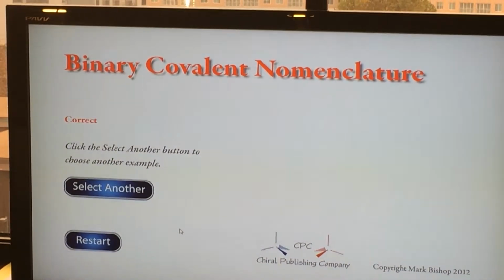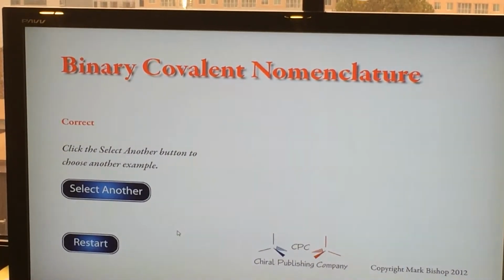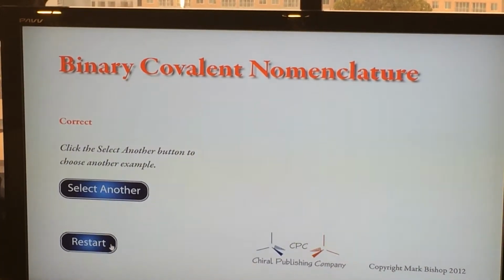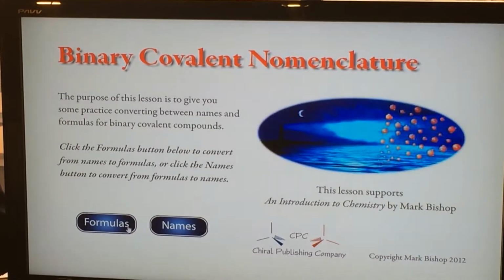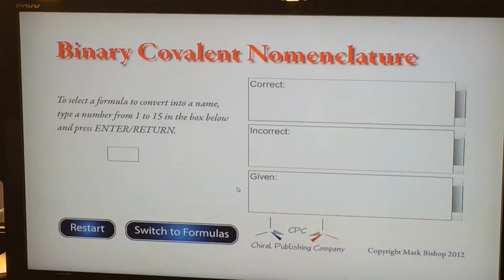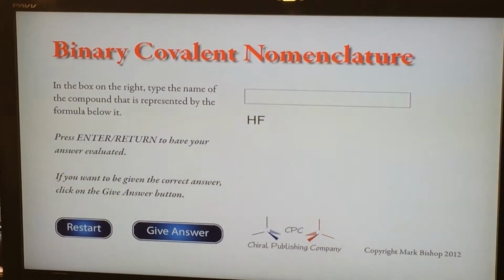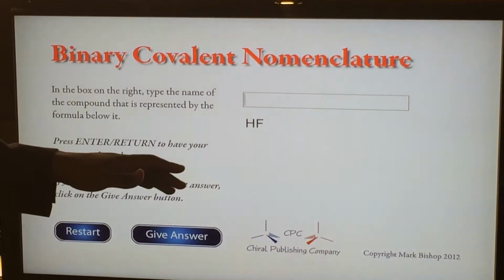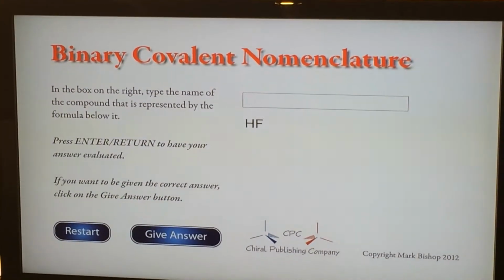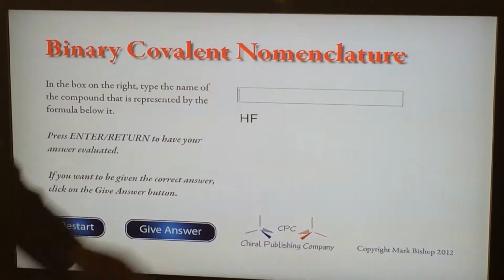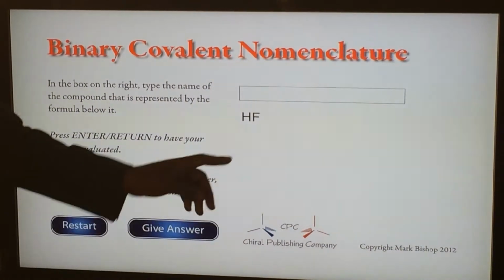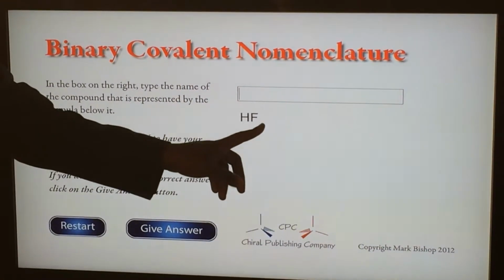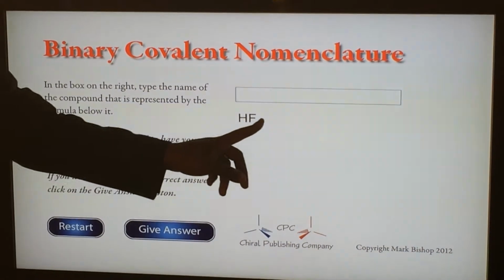Okay, so I think you get the gist. Maybe one more for the road. Okay, neither one has a subscript. They're both nonmetals. This is a binary covalent compound. What would you call it? I would say this is hydrogen. This is my anion, so I'm going to call it hydrogen fluoride.